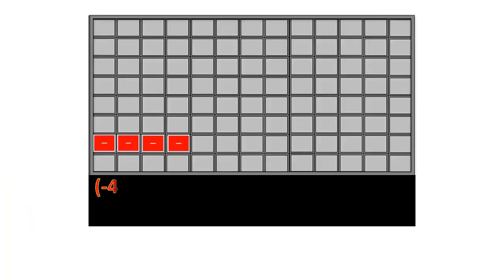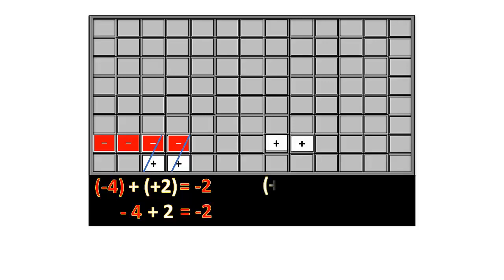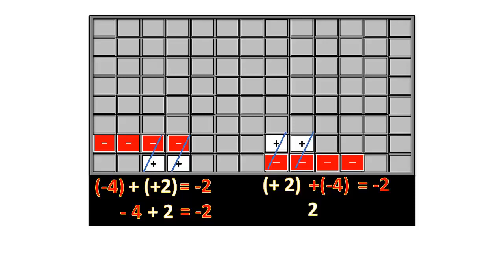Now let us check this. Using multipurpose board, we consider minus 4 and plus 2 in the board. So adding minus 4 and plus 2, we get minus 2. Similarly, plus 2 added with minus 4, the result we get minus 2. So even if we take a positive integer and negative integer, it satisfies commutative property on addition.